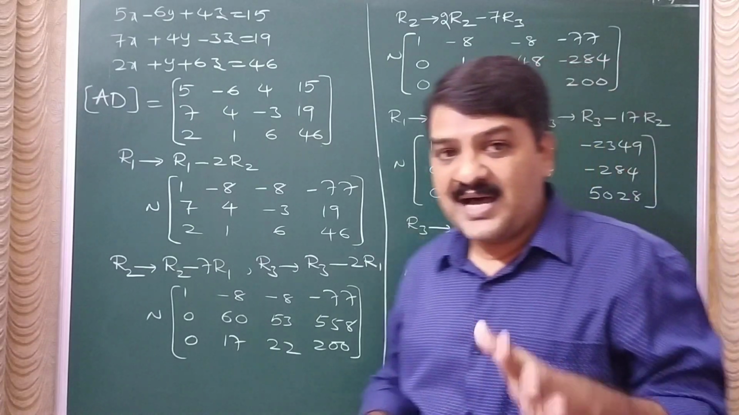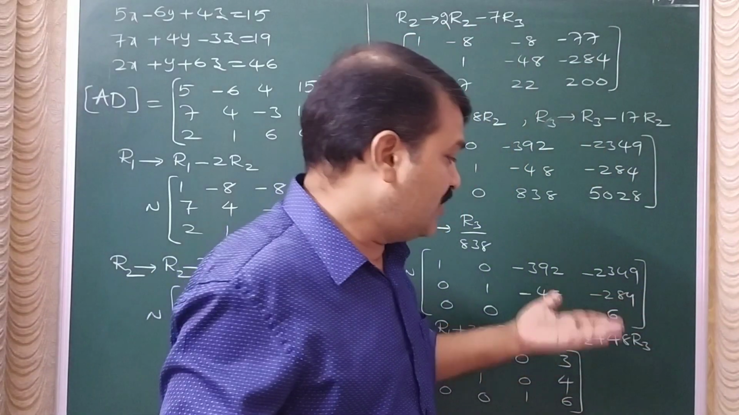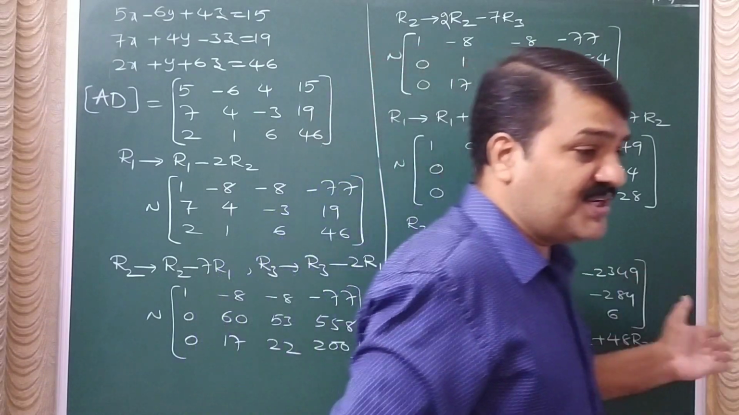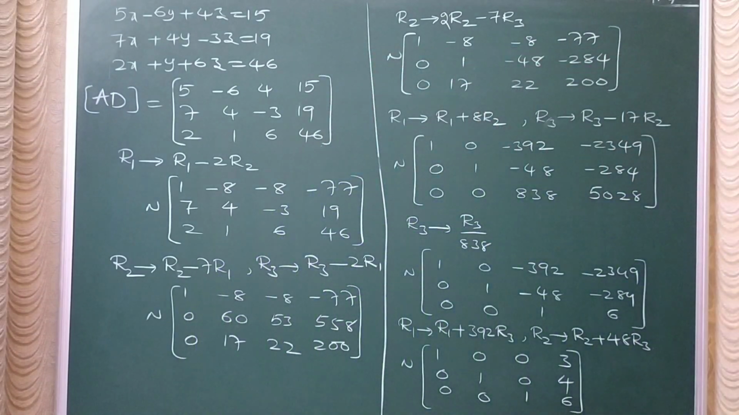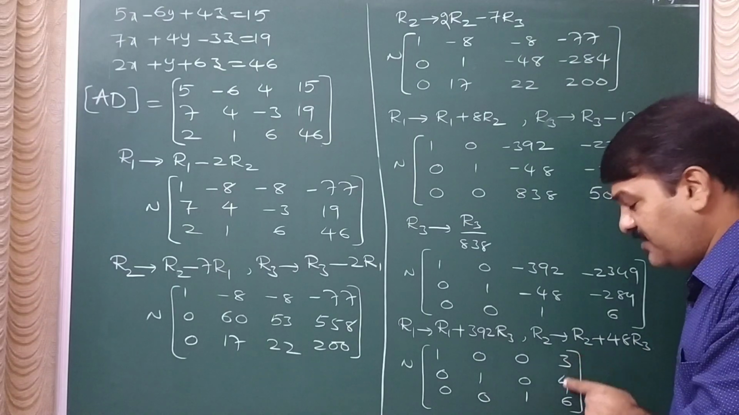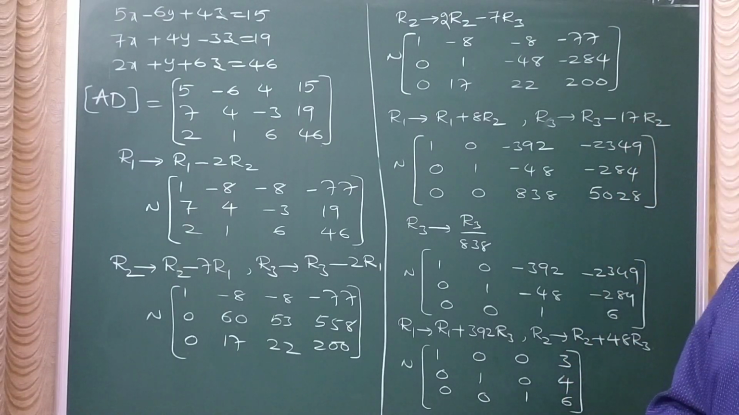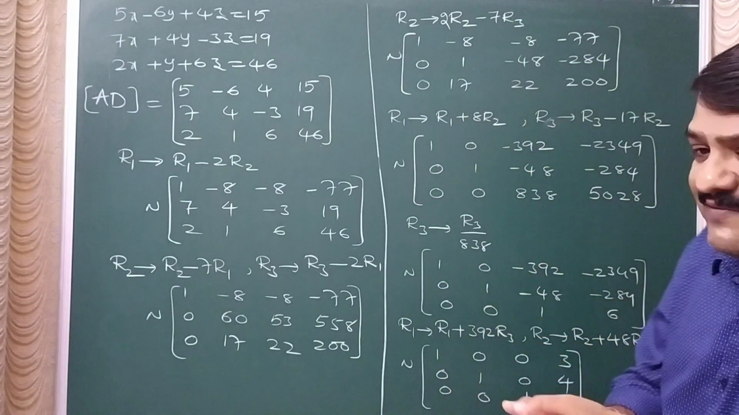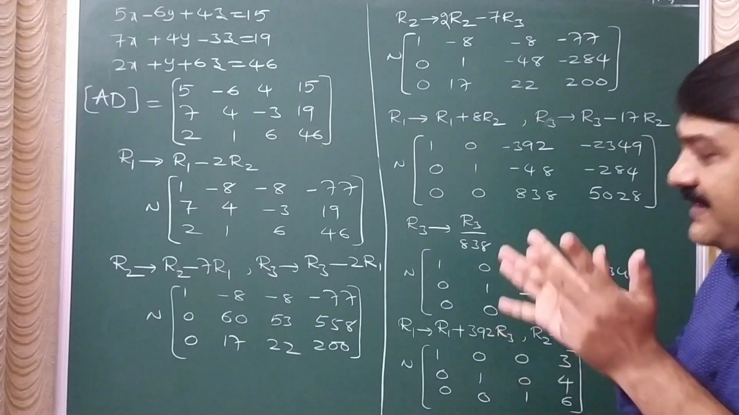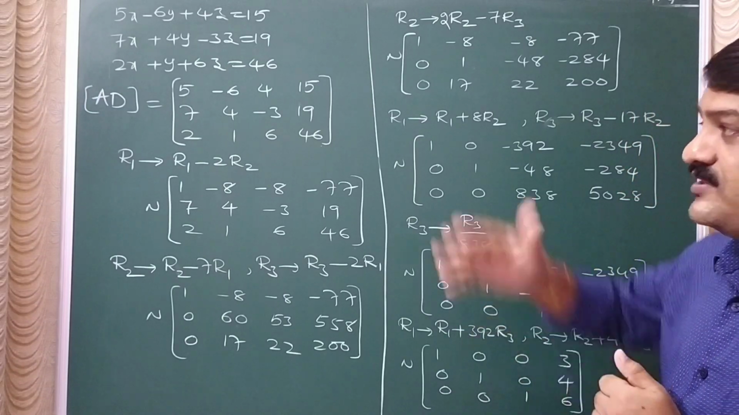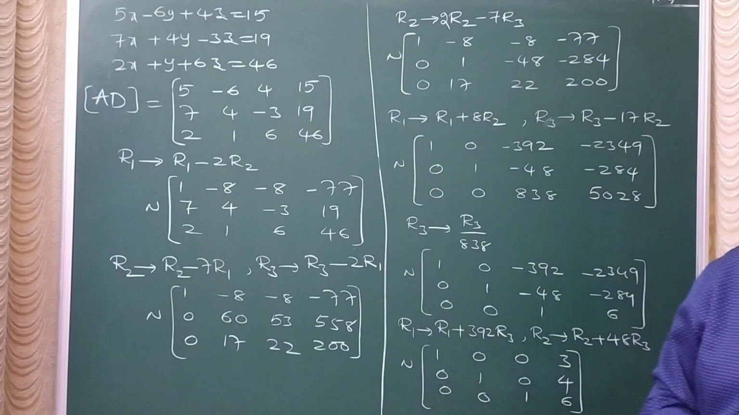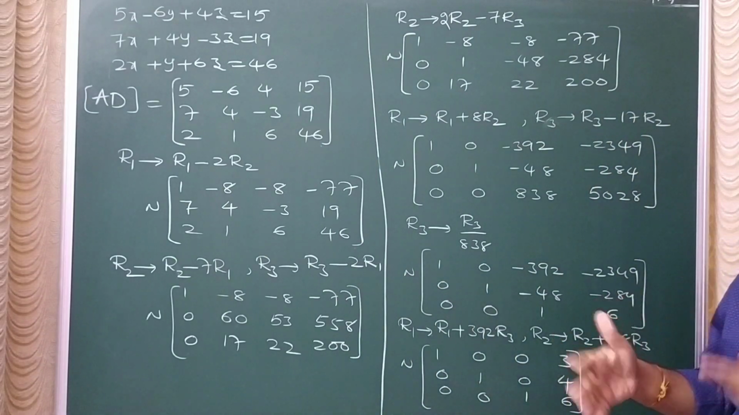Whatever is left in the last column is our solution. So what is our solution? 3, 4, 6 is our solution. We will definitely get a unique solution here, as you know. So we get the unique solution 3, 4, 6. The simplification will be a bit difficult and lengthy here, but I have shown you the process completely. The simplification part you can do.